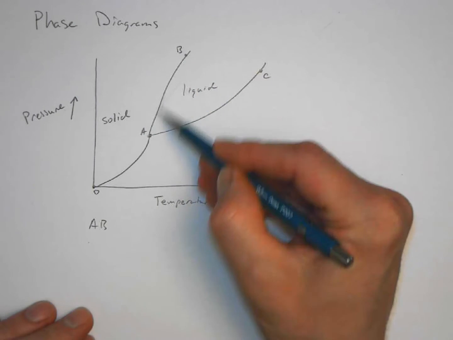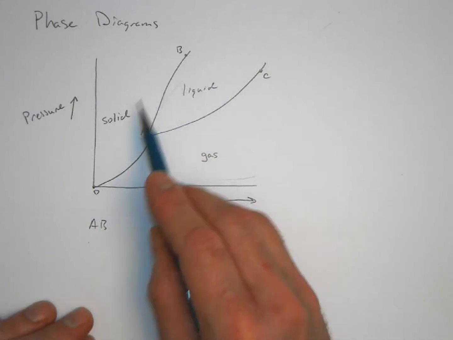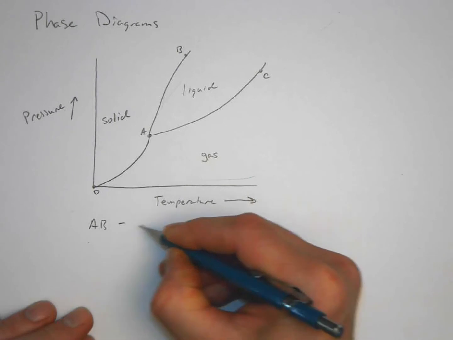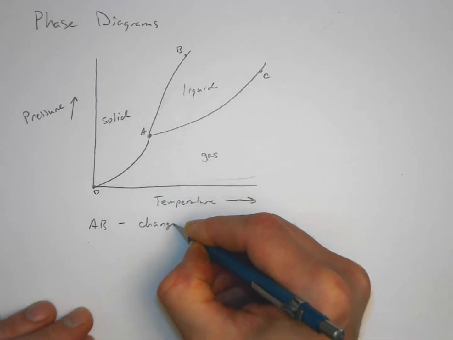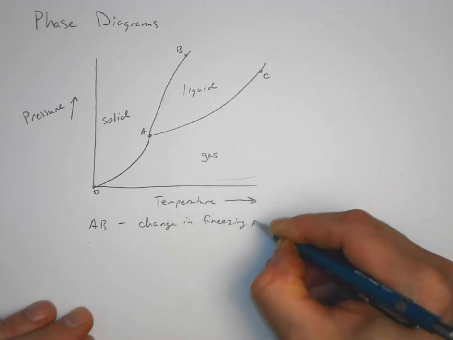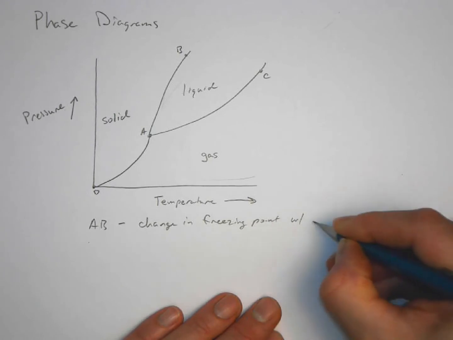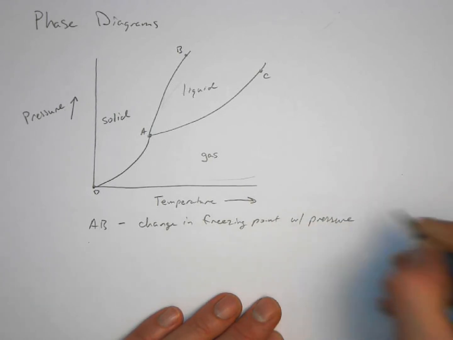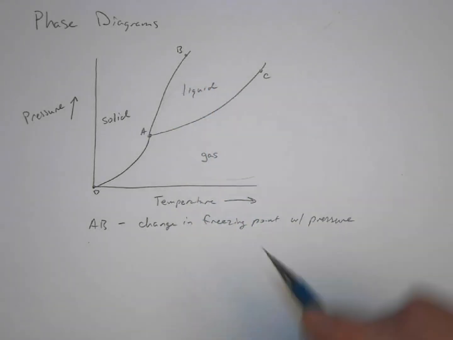So this line here is the line between solid and liquid. This line here would indicate the change in freezing point or melting point, however you want to call it, with pressure. So what this tells us is that there is a pressure dependence on the melting point of a substance. In this particular substance, it's got this curve here.